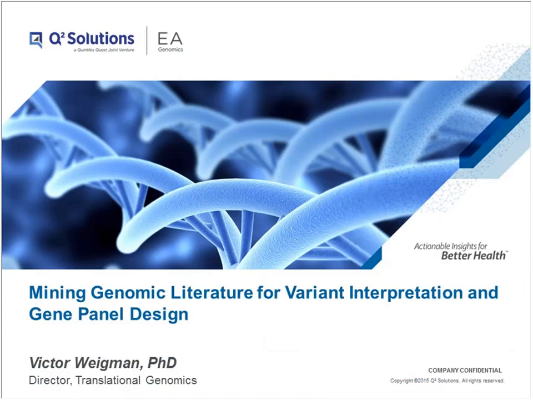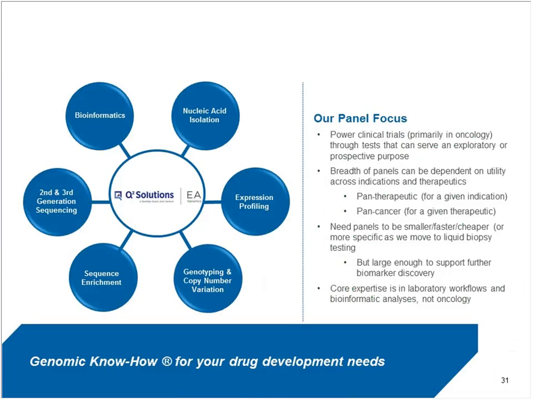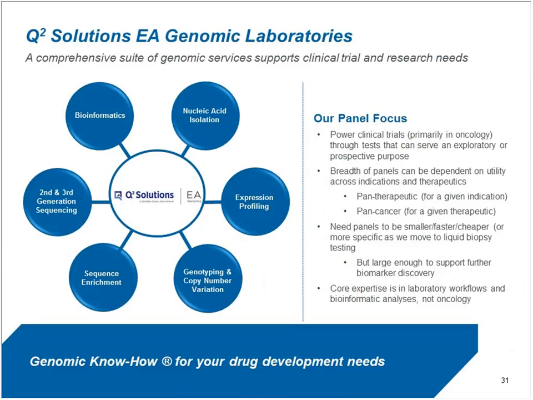For those who are not necessarily familiar with EA Genomics or Q-squared solutions, we are a genomic laboratory suited for providing panel-based or sequencing services across the clinical trial continuum. While a lot of these panels can be used in small academic medical centers for testing, we're using these in clinical trials to either, in a pan-therapeutic case for a given cancer, match people to the right therapeutics based on their mutational landscape, or in pan-cancer if we're having a trial for a given therapy.